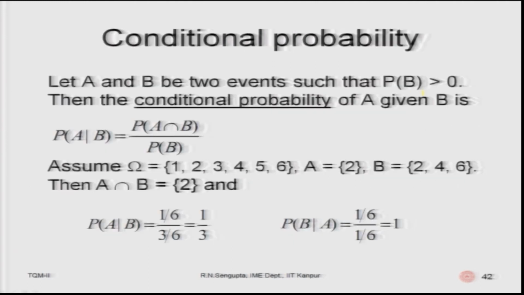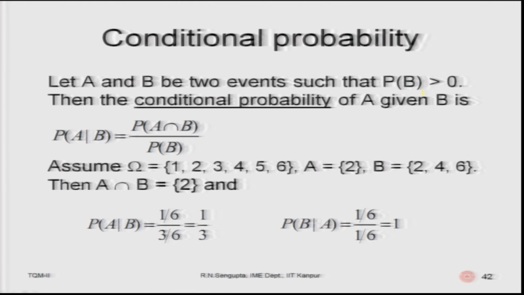So, coming to the concept of conditional probability, let A and B be two events such that the probability of B being greater than 0 is true. So, it is not a null set. Then the conditional probability of A given B would be given by, in the numerator, the probability of A intersection B, and in the denominator, P(B). So, let me define this.